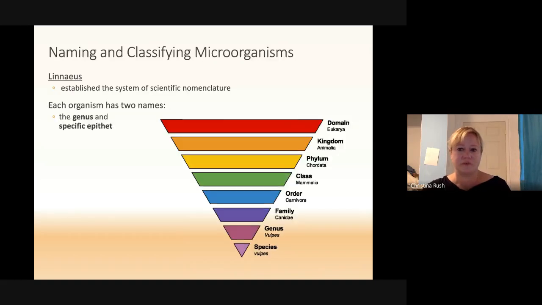So I wanted to point out this figure. We start with the domain. In this case, they're looking at the eukarya domain, which then goes down to the kingdom, phylum, class, order, family, genus, and species. We like to call it in microbiology the specific epithet, not the species, because we're talking about microorganisms, not animals.